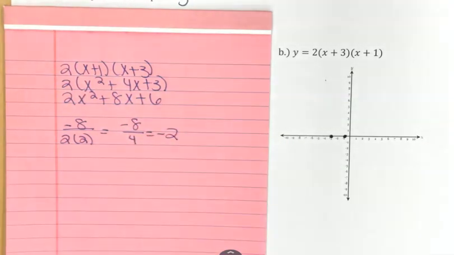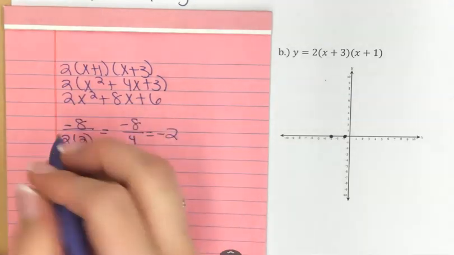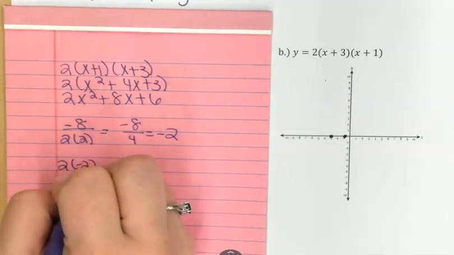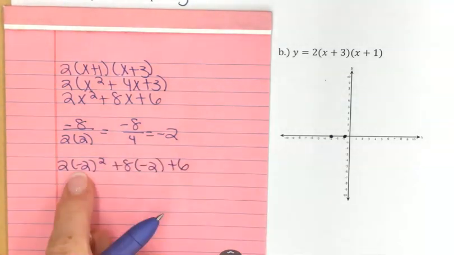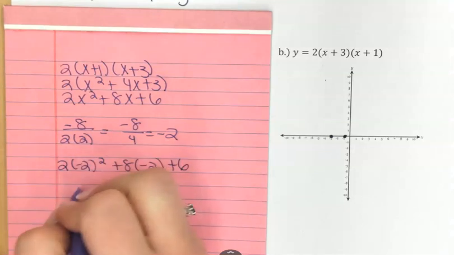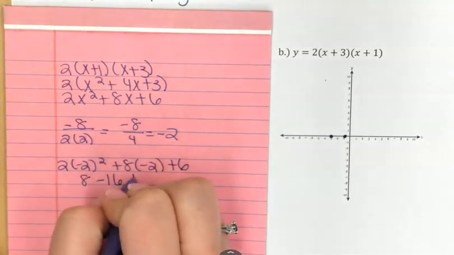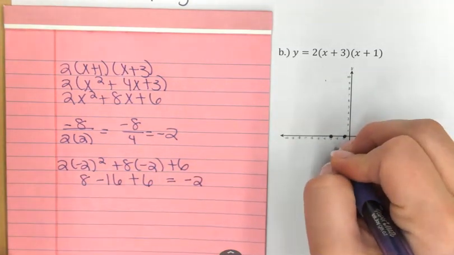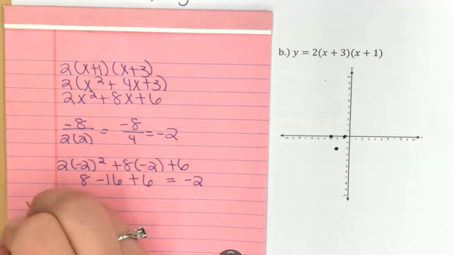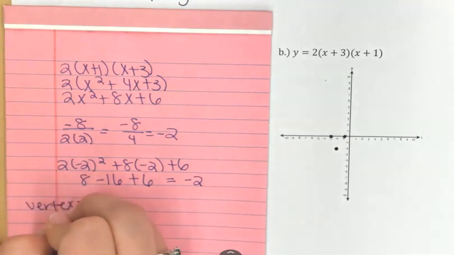So again, my x coordinate for my vertex is going to be at -2. To find my y coordinate, I'm going to plug it back in. -2 squared is 4. 4 times 2 is 8. 8 minus 16 plus 6. This time gives me -2. So -2, -2 is going to be the coordinates for my vertex.